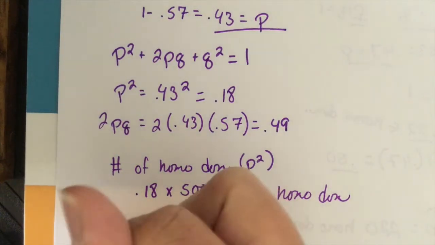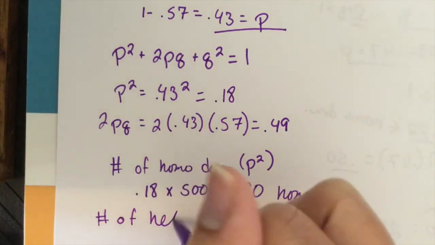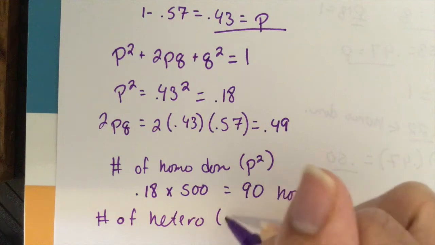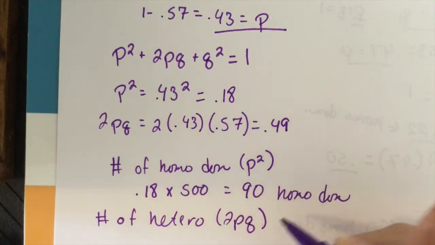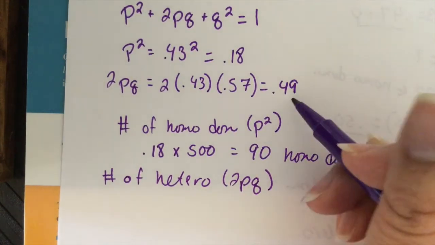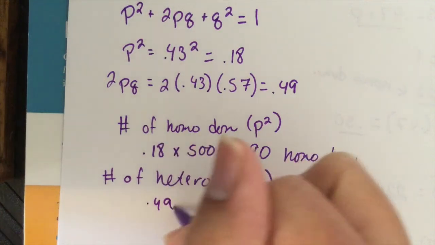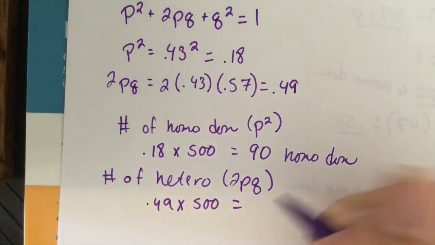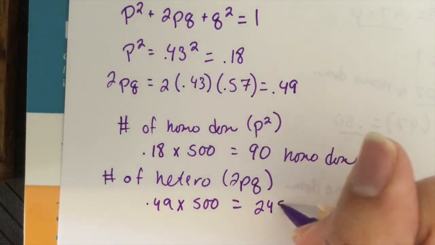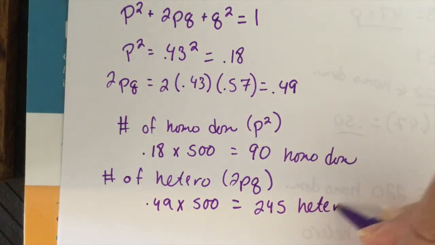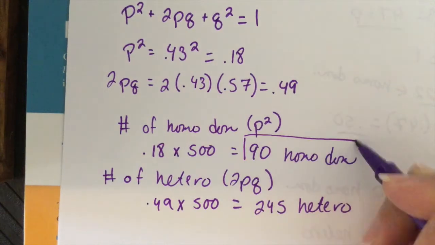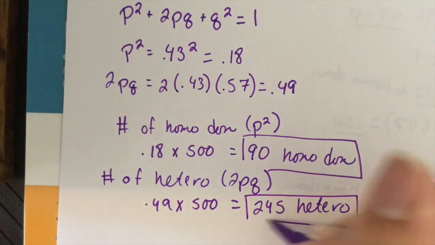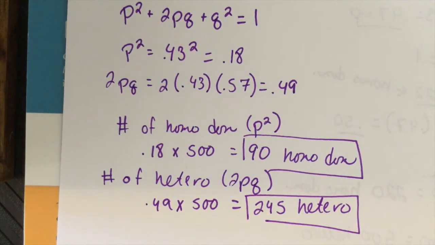On the opposite of that, number of heterozygous. Heterozygous is 2PQ. We're going to take our number 0.49 and multiply it by 500. So when we do that, we get 245 that are heterozygous. Okay, so that's the first part of our problem.